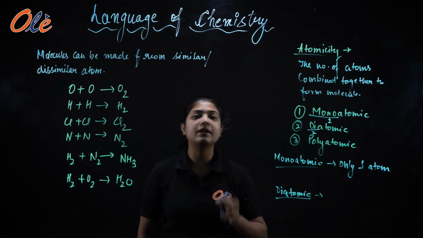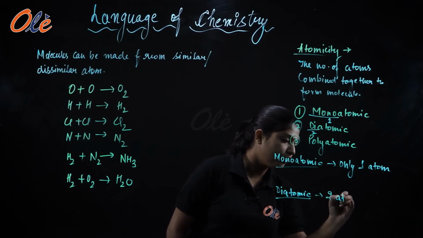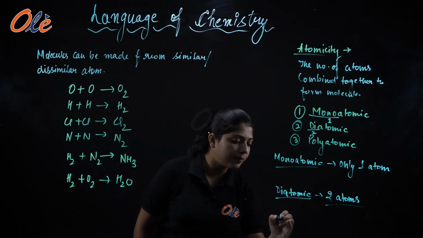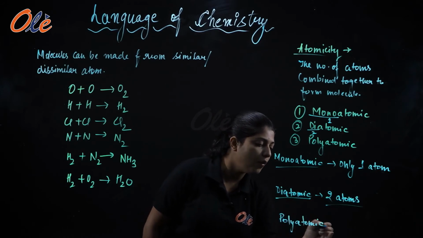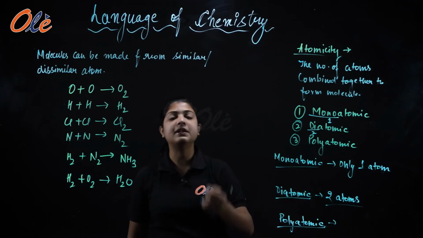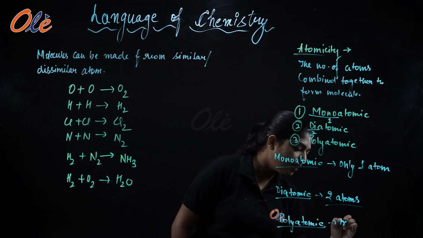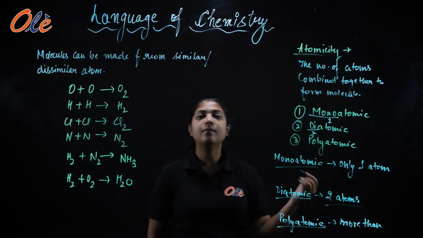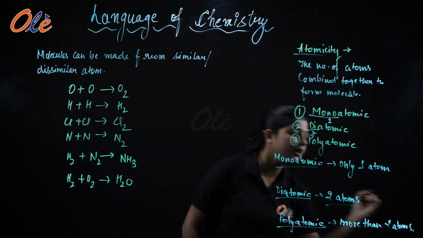Di means two, so there are two atoms to form the molecules. Whereas, if we talk about polyatomic, polyatomic means more than two atoms. That can be 3 atoms, 4 atoms, 5, 6, 7, 8. So here we will say that more than 2 atoms are there in the molecule.